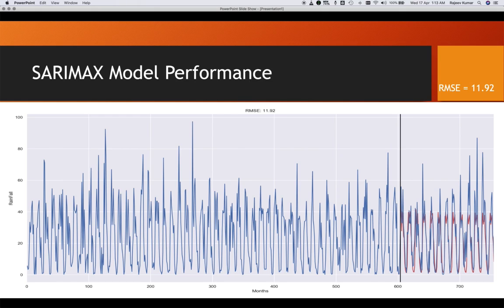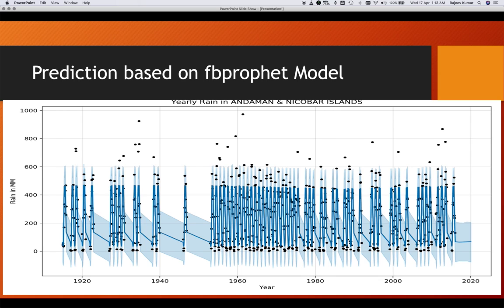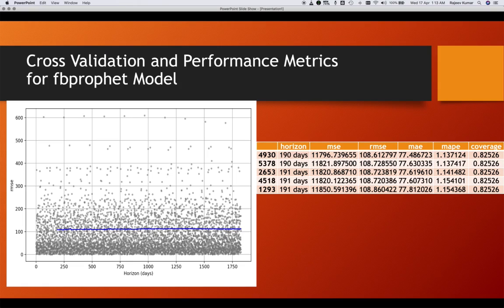Also, using the same training data, I have used the Prophet model to predict the rain for five years, from 2015 to 2020. Looking at the cross-validation and performance metrics, I'm getting an RMSE of 108, which is higher than our ARIMA model's. So I feel that the ARIMA model is better here, where seasonality and stationarity are more important.